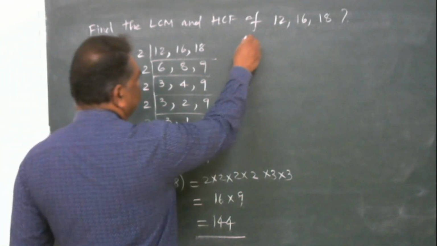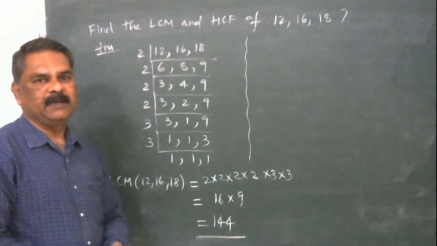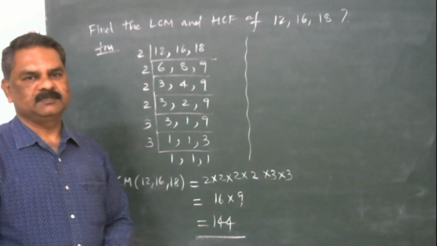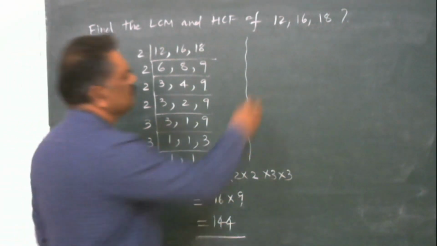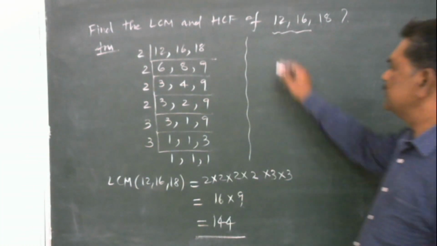Now, how do you find the HCF of three numbers? First we need to find the HCF of any two numbers. You take any two numbers. Let me take 12 and 16 and find the HCF by the division method.